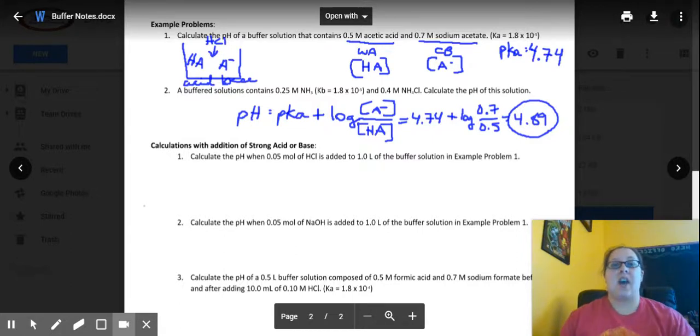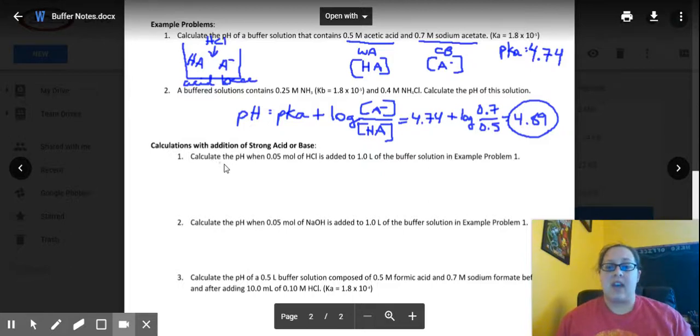And then, secondly, I want us to be able to look at the math and be able to calculate the pH once we've added that strong acid or strong base. So, let's focus on the conceptual component first. So I'm in our buffer notes underneath the calculations with addition of strong acid or strong base. So let's look at this first question here.